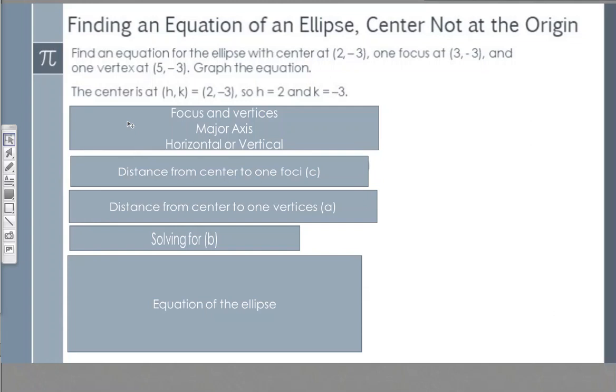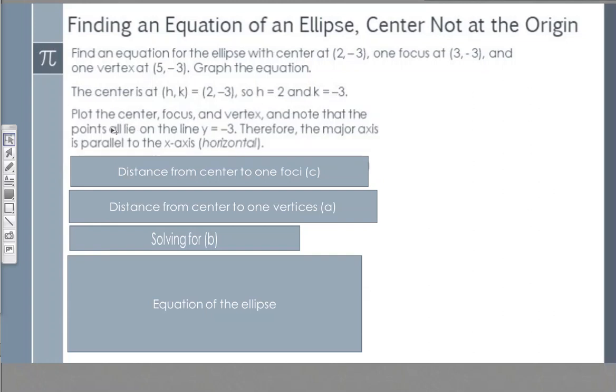So the first thing you would do is plot the center, the focus, and the vertex, and note that the points all lie on the line y equals negative 3. Therefore, the major axis is parallel to the x-axis and makes it horizontal. Let's go ahead and look at this.